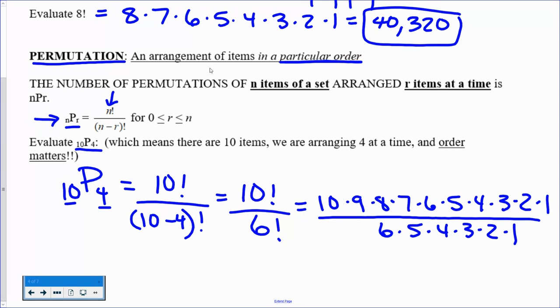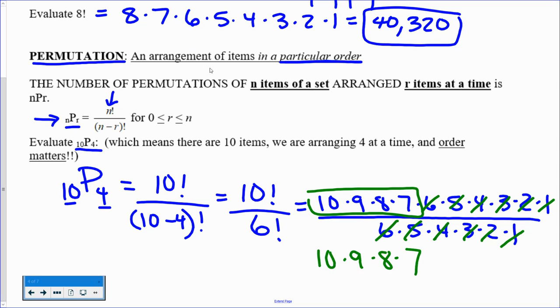And now what you should see before you multiply all that out is that 6 divides 6, that goes in 1 time, and 5 and 5, and 4 and 4, 3, 3, 2, 2, 1, 1. So here's what I'm left with. That's my shortcut. I'm taking 10 times 9 times 8 times 7.